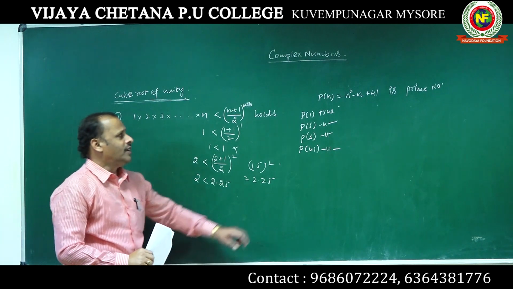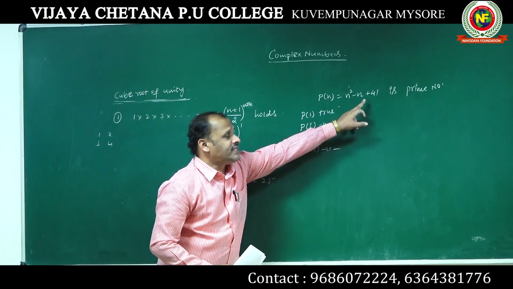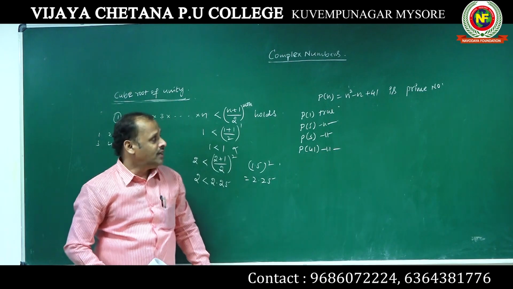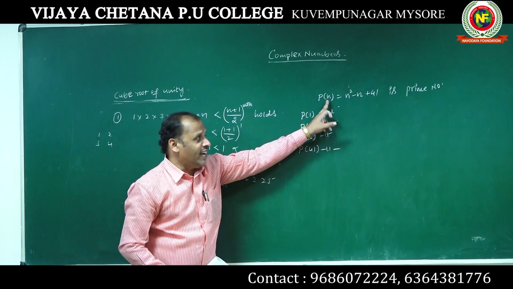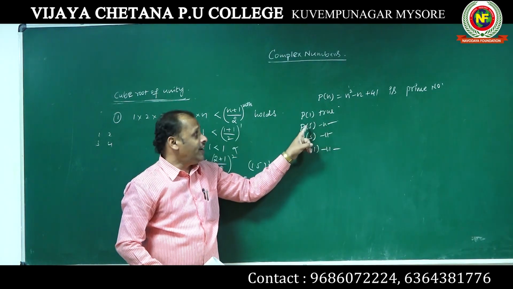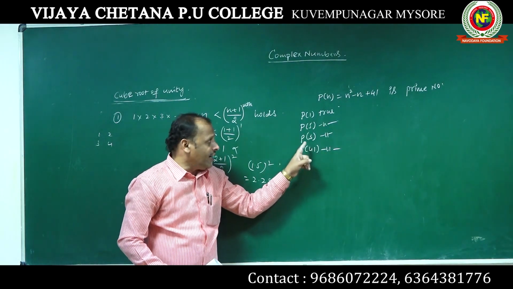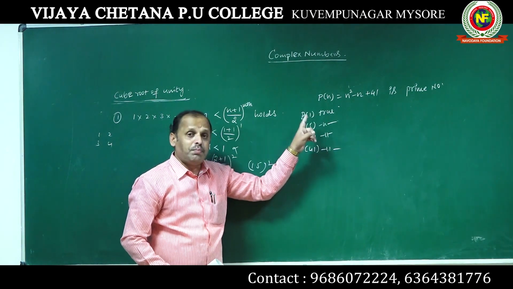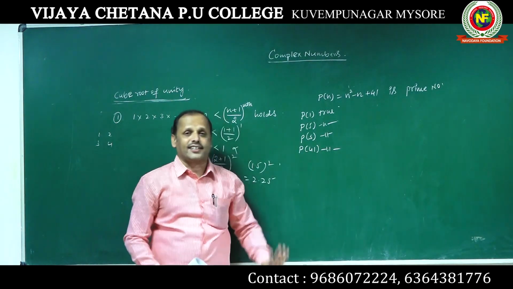Listen to me here. P of n is given as n square minus n plus 41. That should be a prime number. If you substitute 1 in the place of n and get a prime number, then it is correct. If you substitute 5 and get a prime number, then it is correct. Then if you substitute 41 in the place of n and get a prime number, then it is correct.